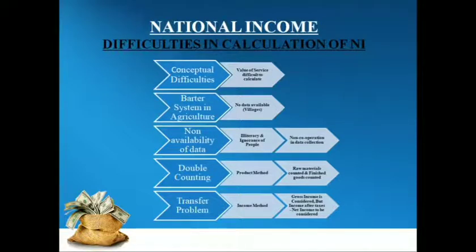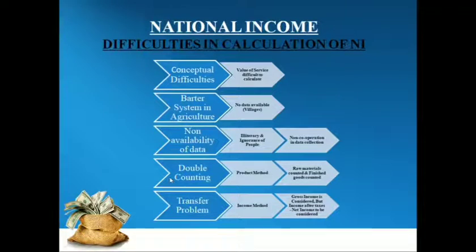So out of illiteracy and ignorance, people do not know the importance of calculating national income, and hence they do not cooperate in order to provide data to the Central Statistical Organization for data collection, and this is one of the hindrances in calculating national income. The next one is double counting.